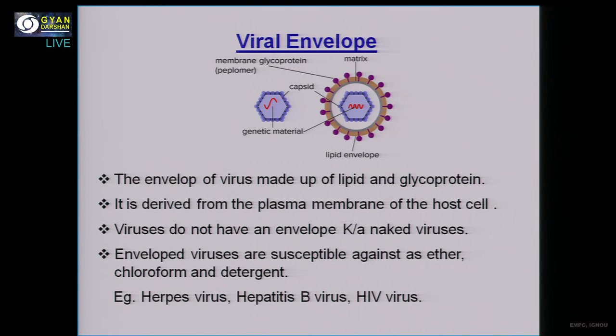And the third very important part of the virus is known as the viral envelope. It is very important for viruses. The envelope of the virus is made up of lipid and glycoprotein, and sometimes some carbohydrate is involved in making the envelope. It is derived from the plasma membrane of the host cell. Viruses that do not have an envelope are known as naked viruses. Another type is the enveloped virus.